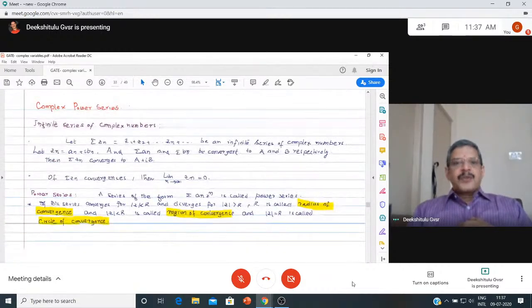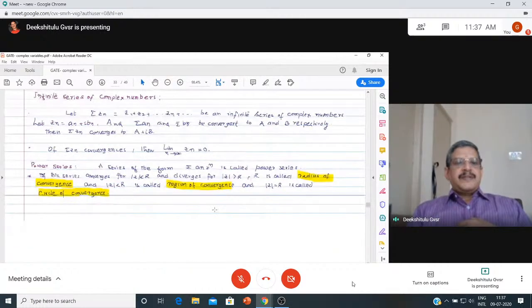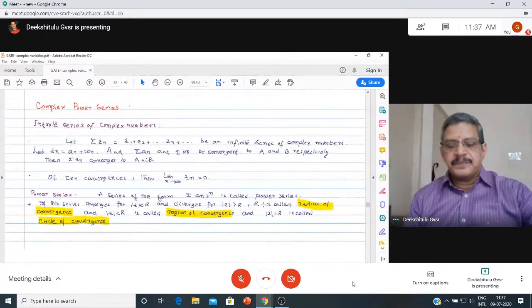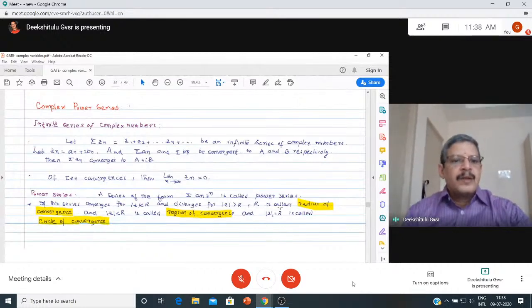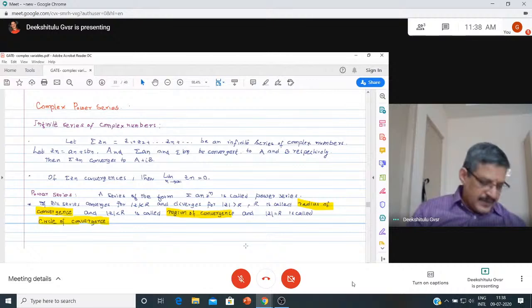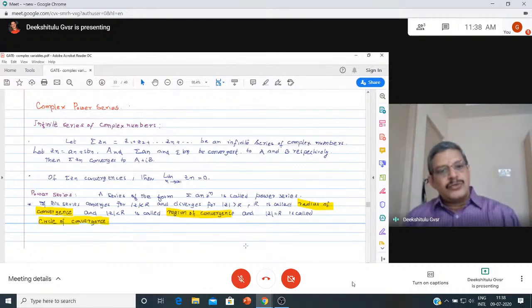Then we have complex power series. An infinite series of complex numbers. What do you mean by an infinite series of complex numbers? Sigma zn equal to z1 plus z2 plus so on and so forth, zn and so on, is an infinite series of complex numbers.